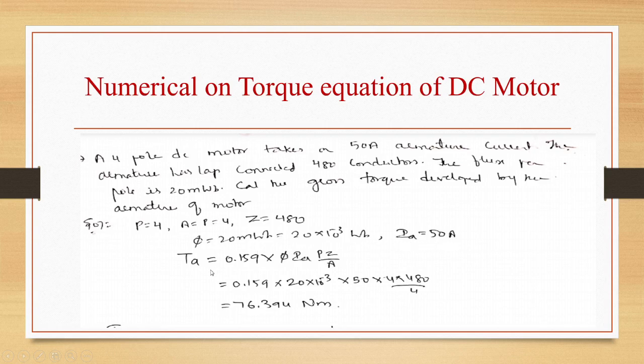Now write the torque equation 0.159 into φ IA PZ by A. Substitute all the values given in the numerical, that is φ given as 20 into 10 power minus 3, IA is 50 amps, P is 4, Z is 480, divided by A is 4. 76.394 Newton meter is the answer.